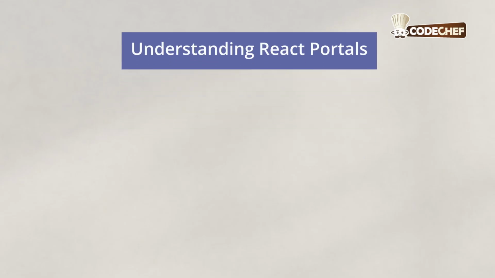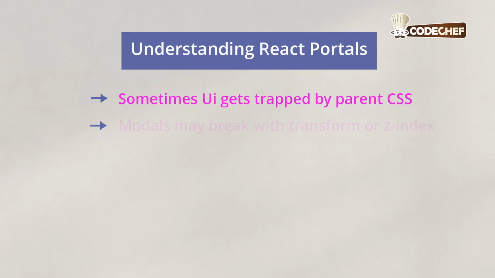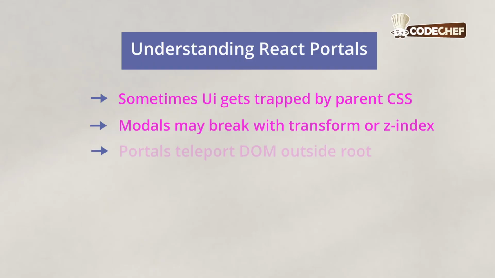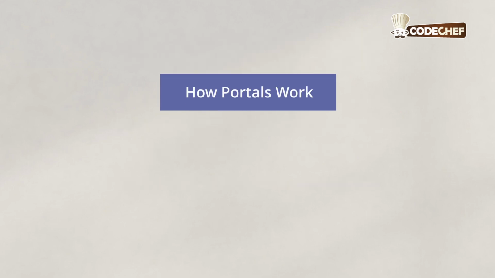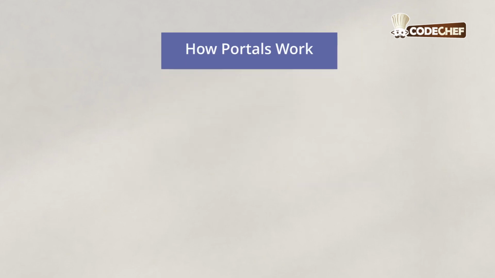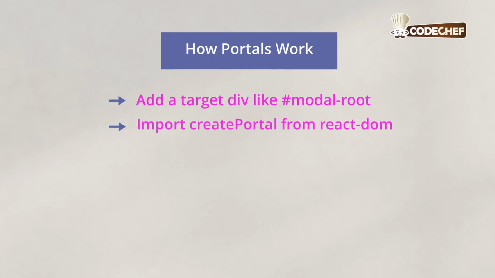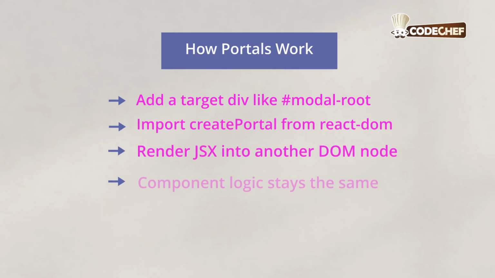Sometimes UI elements like modals get stuck because of parent CSS styles. Even if we use position fixed, certain properties like transform can trap them. This is where React portals come in. With portals, we create a separate target in our HTML, like modal root. Then we use createPortal to render the component into that location. The component stays logically in the same place in React, but visually it moves outside.